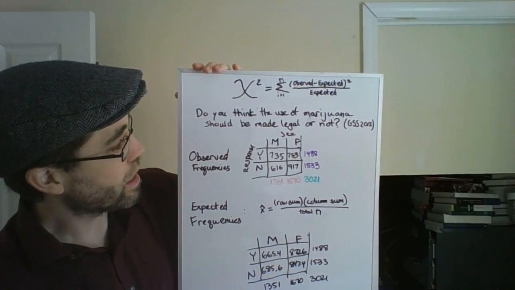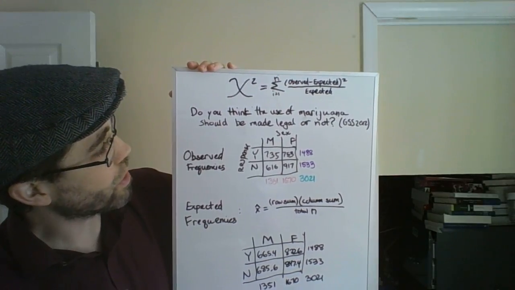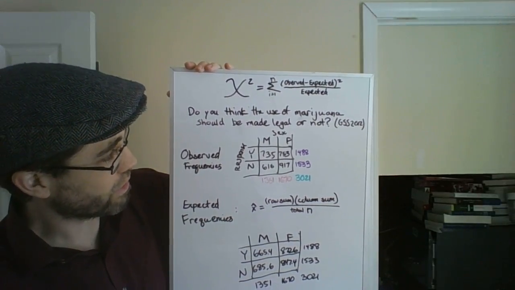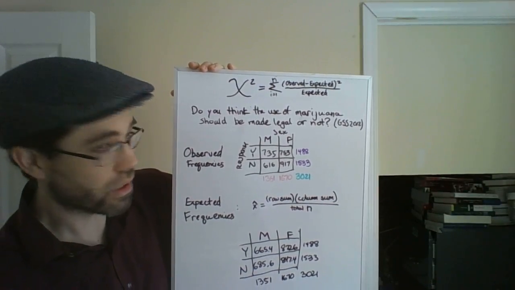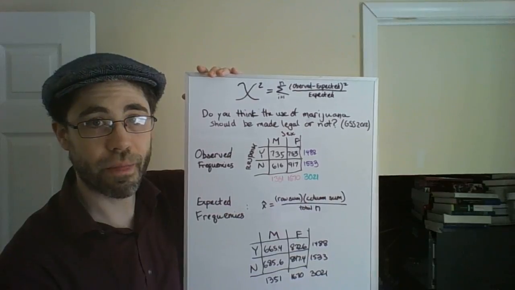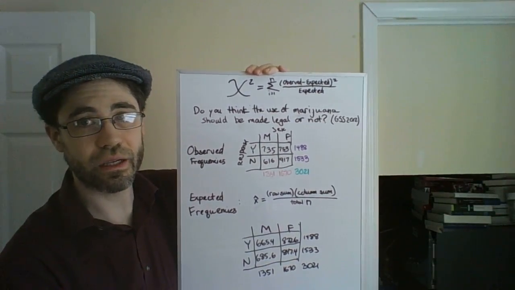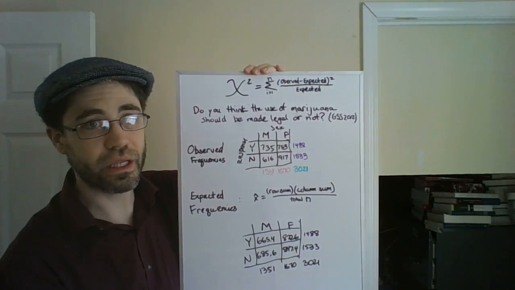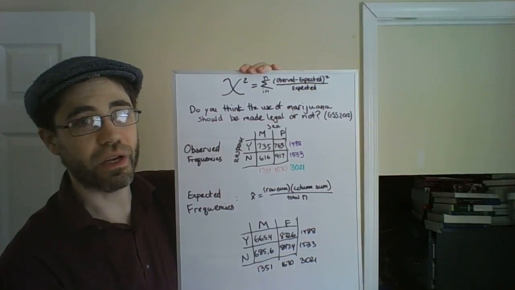You can see that 735 males said yes, marijuana should be made legal, while 753 females said yes, 616 males said no, 917 females said no. Now, there are a number of ways you might try and figure out if there's anything to see here. Descriptively, there are at least 3 ways to take stock of it without moving as far as statistics.